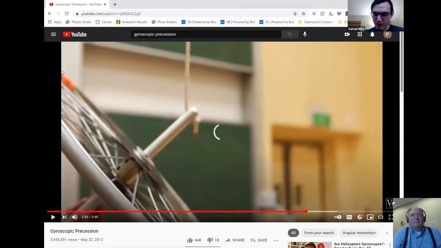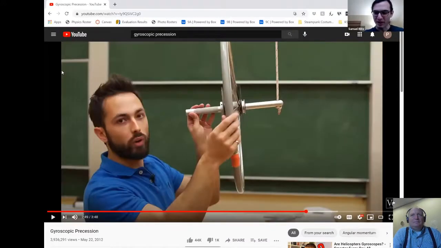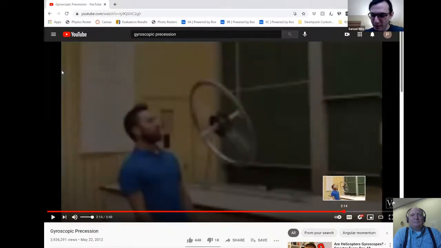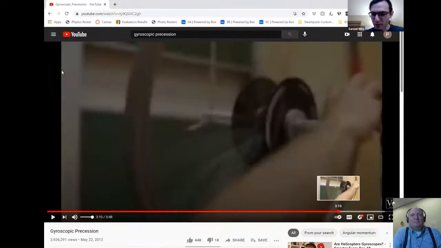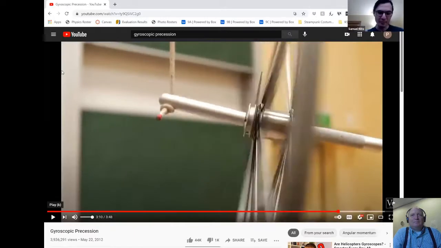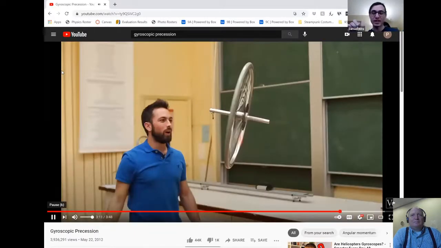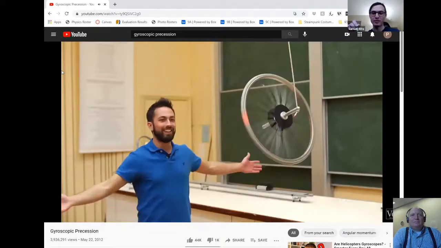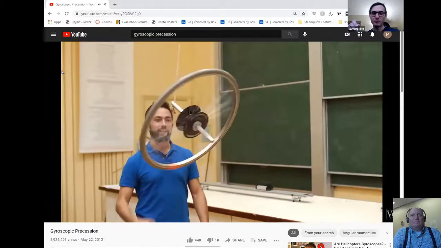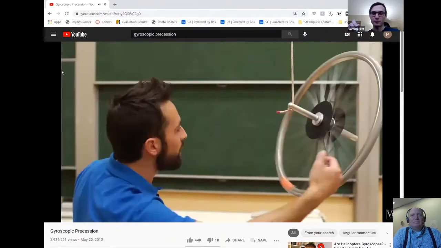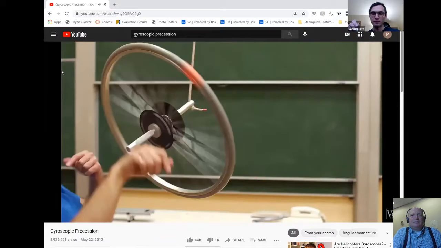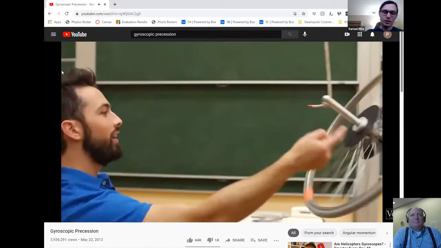I just want to show you an example of it happening. I would normally do this in lecture, but I can't. Okay, here we go. He's doing it. This is the kind of thing that we expect to happen. It's rotating as we predicted. See, the angular momentum vector is pointing out this way, but torque is pushing it this way. So angular momentum, torque. This is the kind of thing that we're going to try to understand.